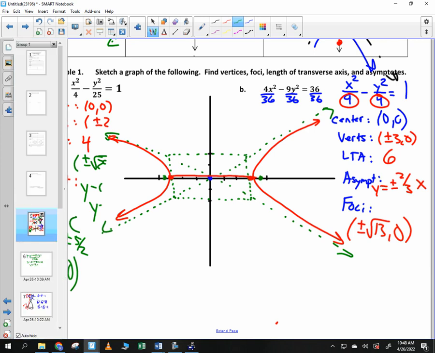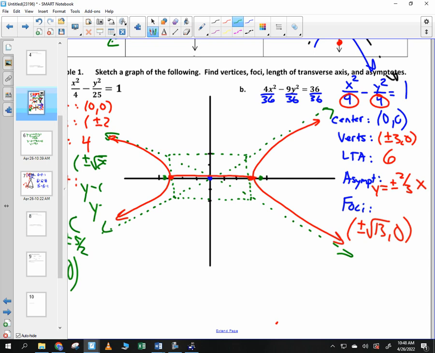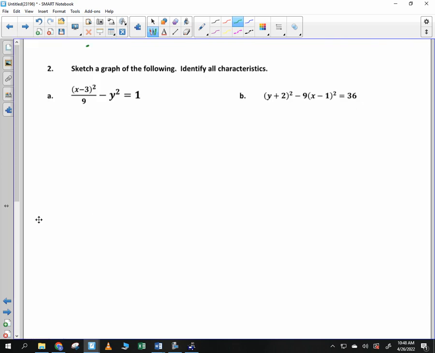Let's try one that's shifted. Which one do you want to do? Letter A or letter B? We're only going to do one. You sure? Okay. We'll do B because B is vertical. Yep. All right. Raise your hand if you're a B person. You beat them. All right. Way to go. Raise your hand if you're an A person. Boo. See how it's fun?